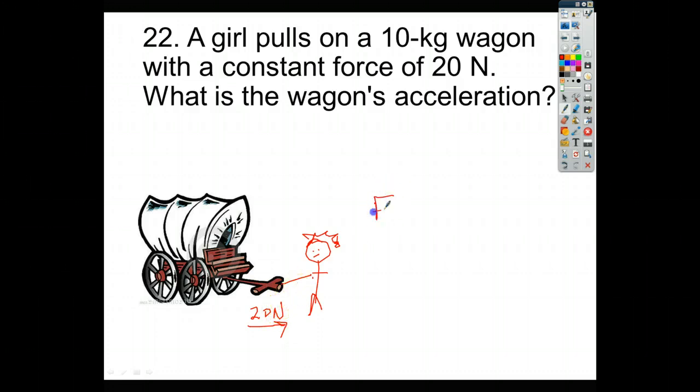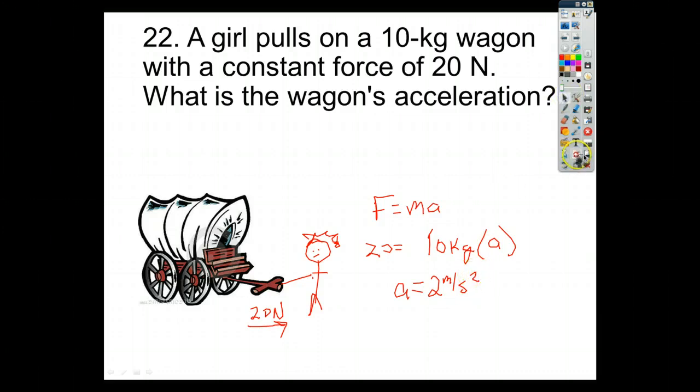We know that force is equal to mass times acceleration. We're pulling on it with a force of 20. We do know what the mass is. Mass here is 10 kilograms, and we're looking for the acceleration. If I take 20 divided by 10, I end up with an acceleration of the wagon of 2 meters per second squared. Watch out for that squared. Lots of people tend to miss it.